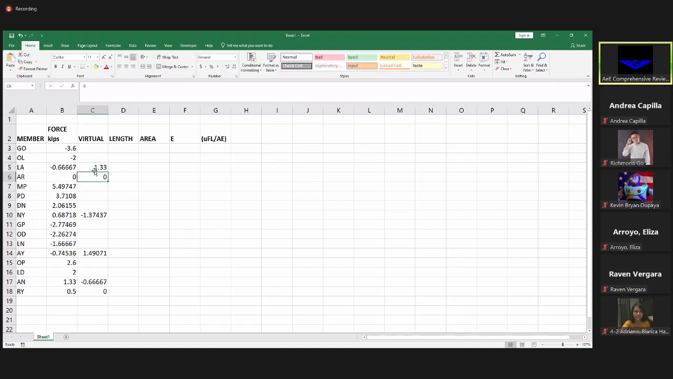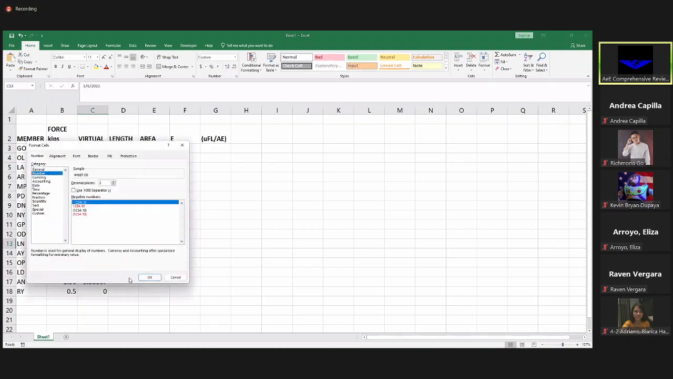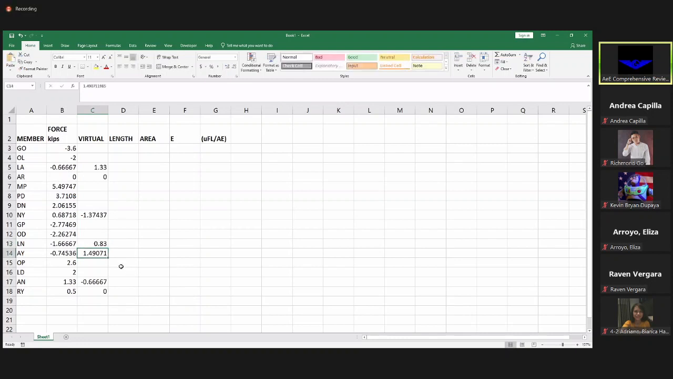So that is 4/3. And then LN 5/6. Okay, palitan ulit natin to, naging date na naman. 5/6. DN -2.061552813. LD is negative 1/2. LO is 2. GO 2.4. OP negative 0.4.